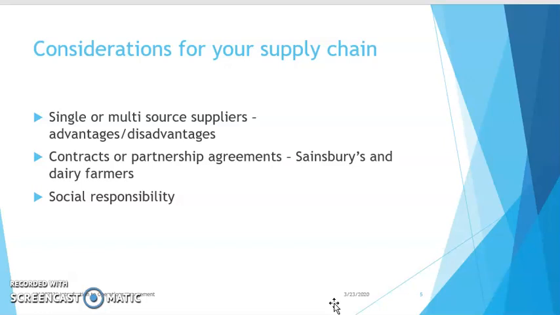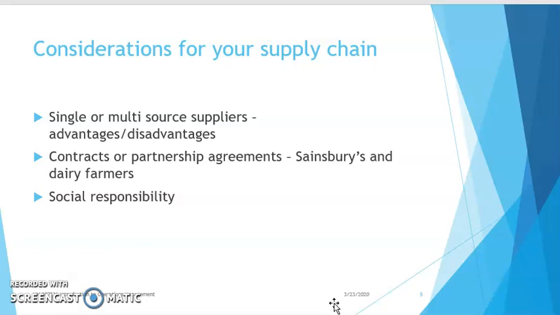Disadvantages, you could be more vulnerable to disruption if there's failure in the supply chain. If we only have one supplier for a product or a component part, and something happens, that factory goes on strike, burns down, or such like, then we really could be in trouble if there's nobody to replace that supplier. So that's a possible disadvantage.